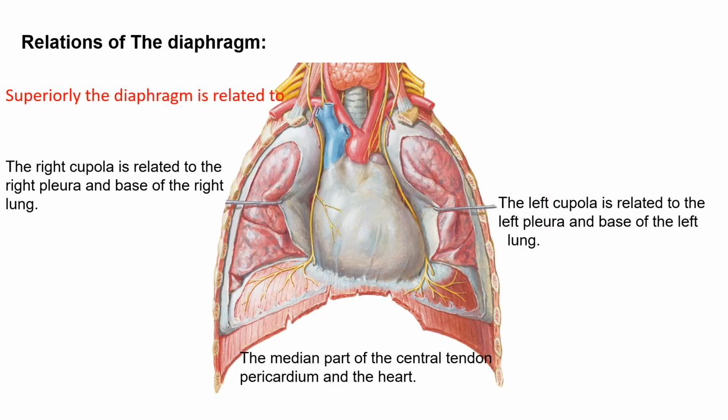Relations of the diaphragm. As you can see, the superior relation of the right cupola of the diaphragm will be the base of the right lung and the right pleura. For the central tendon, it will be the pericardium and the heart. And for the left cupola of the diaphragm, it will be the base of the left lung as well as the left pleura.